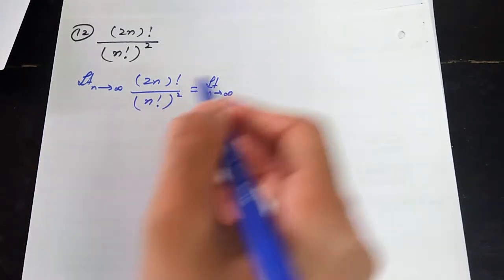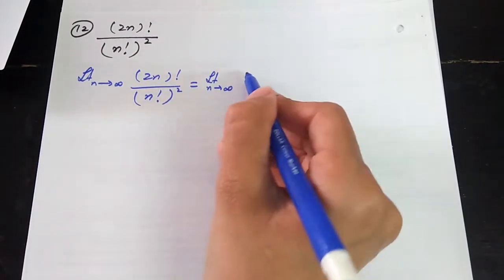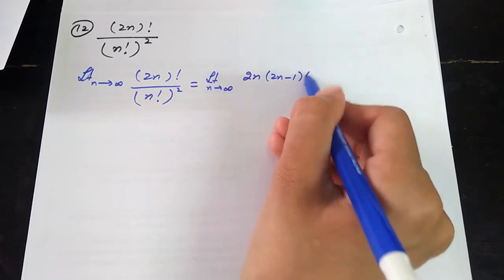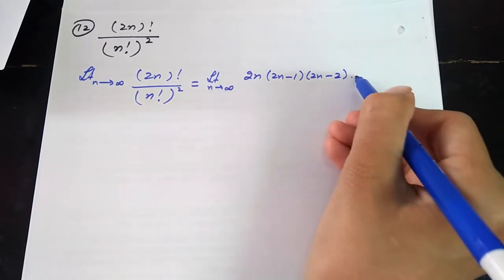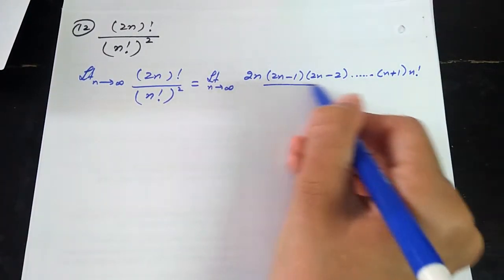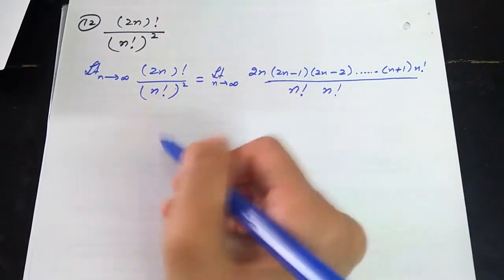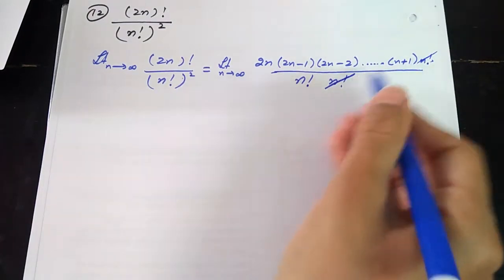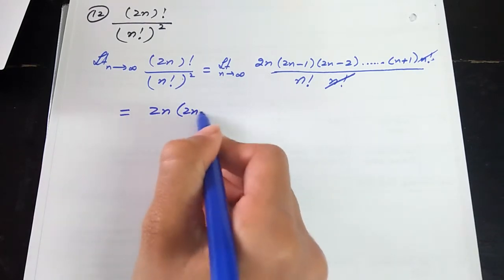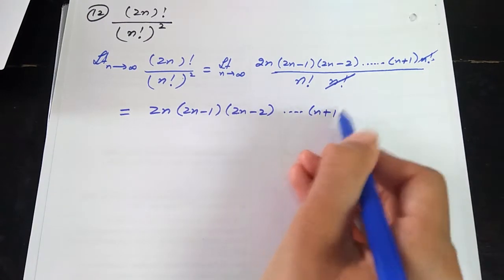Now you know how to open the factorial. Just move 1 unit back, keep subtracting 1. It will be 2n into 2n minus 1 into 2n minus 2, and if we continue in this manner, we will get n plus 1 up till n factorial, divided by, we know that this is the whole square, we can write it separately like this, n factorial into n factorial. One of the n factorials will be cancelled with the n factorial in the numerator, and we will be left with 2n into 2n minus 1 into 2n minus 2 up to n plus 1 like this.